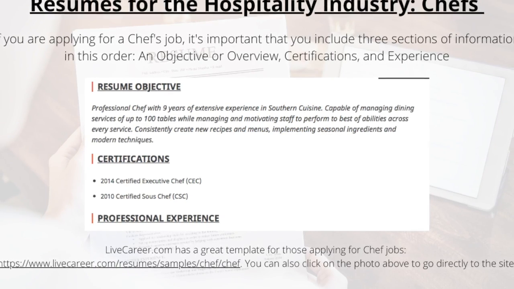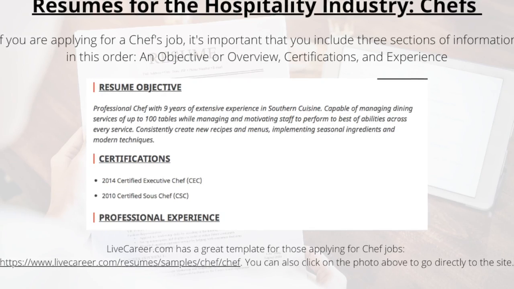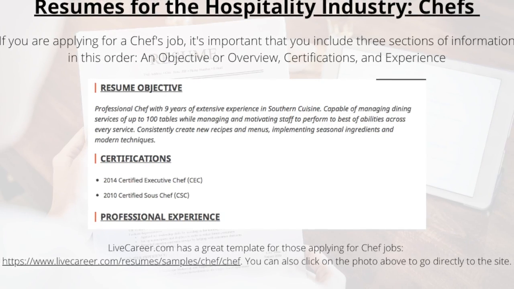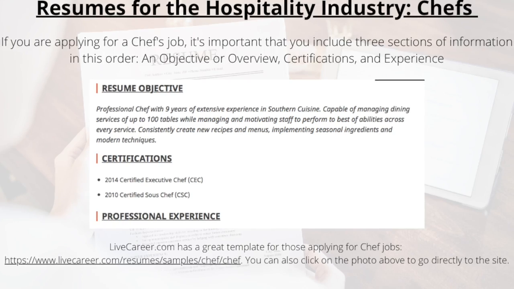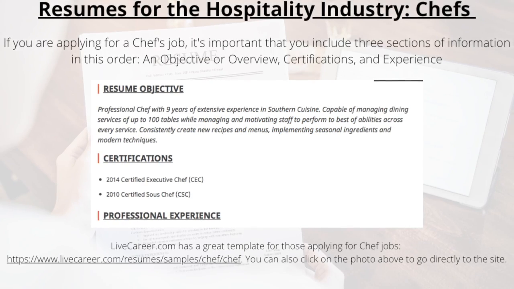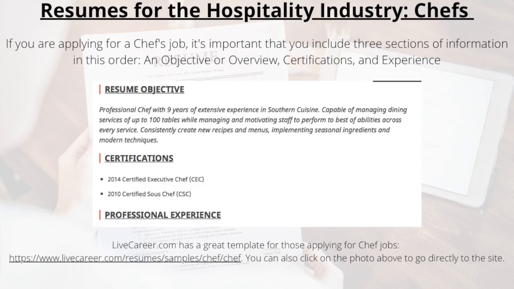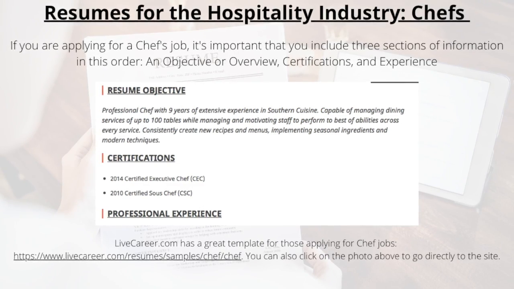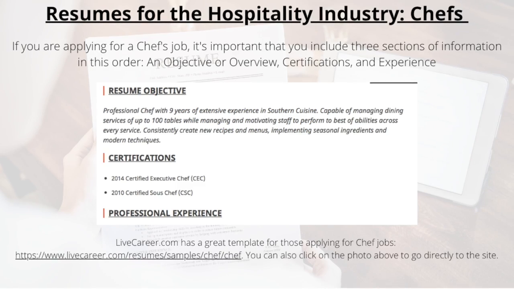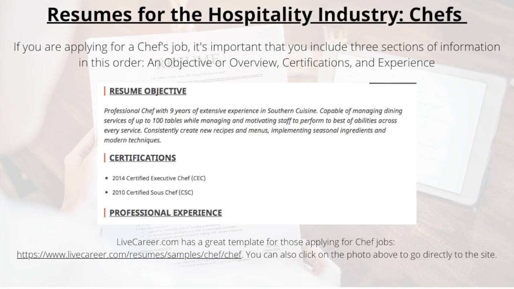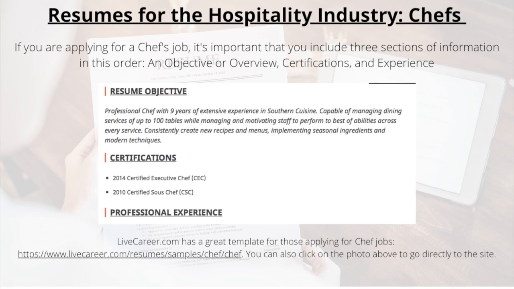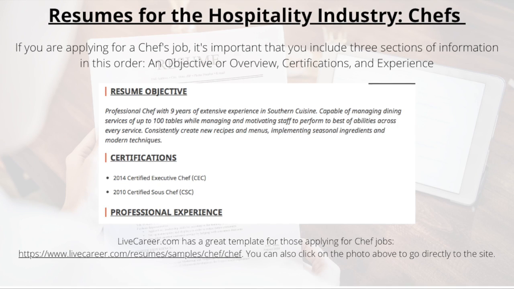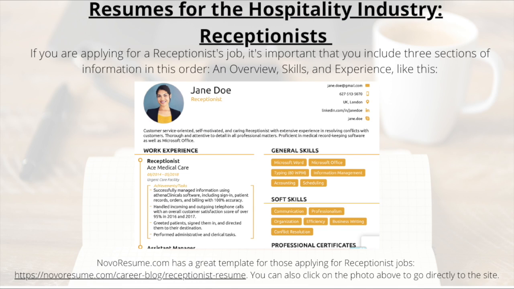You'll see in the image below that the resume objective is listed first in paragraph form. Beneath it, you can list certifications. This individual has chosen to bullet point their certifications to make it easier to read. Beneath it, you include your professional experience, such as where you've completed internships or restaurants where you have worked. Let's move on.